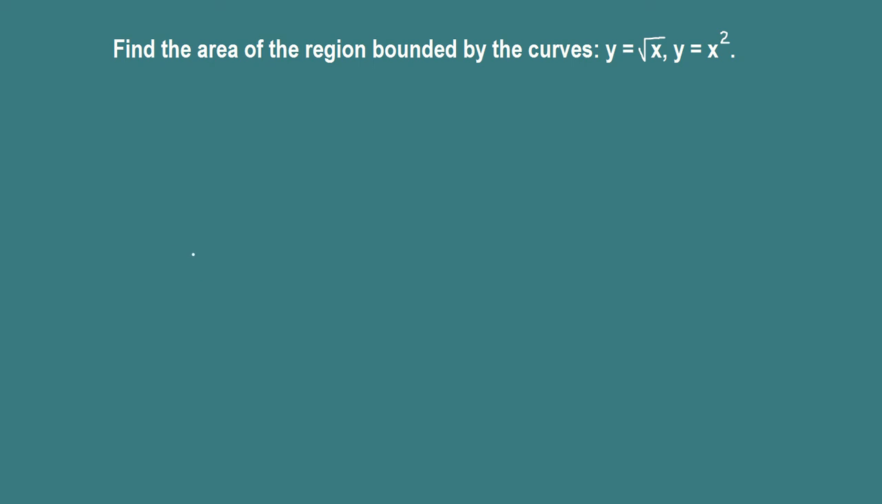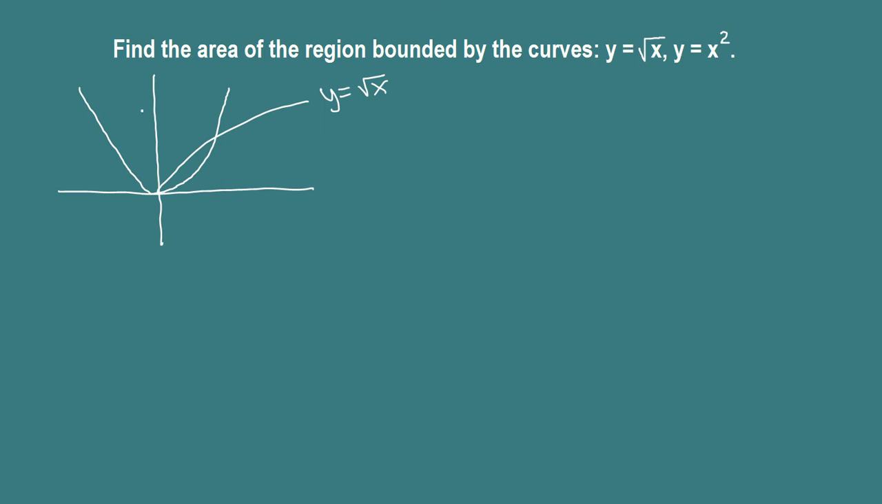Find the area of the region bounded by the curves y equals root x and y equals x squared. We need to graph these two functions first, so let's graph. So y equals square root of x, that's one of the curves, and y equals x squared, it's the parabola.